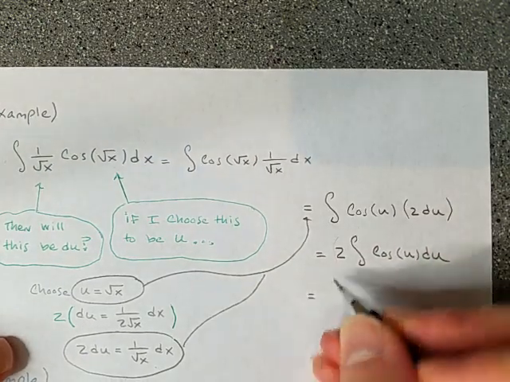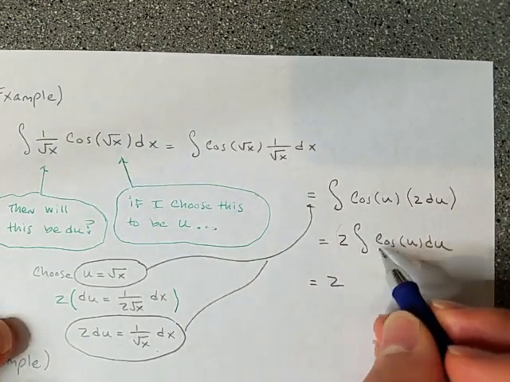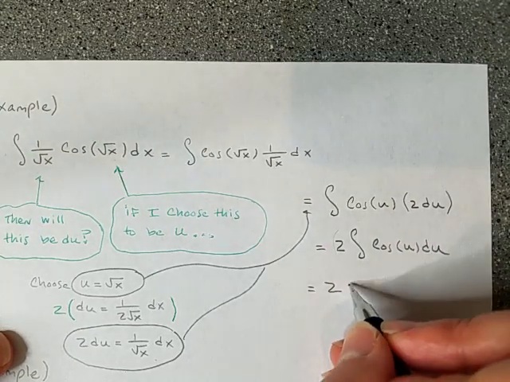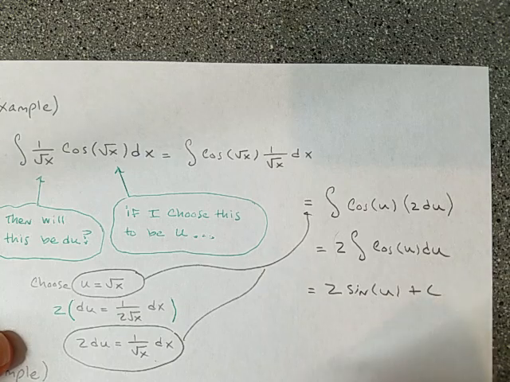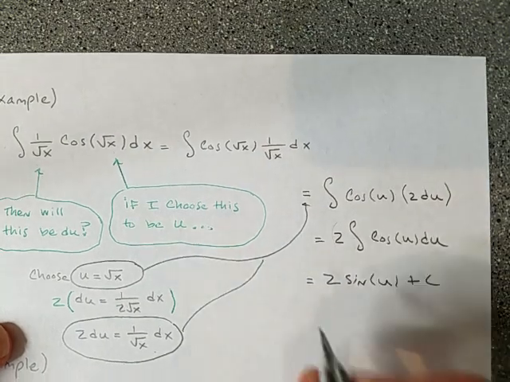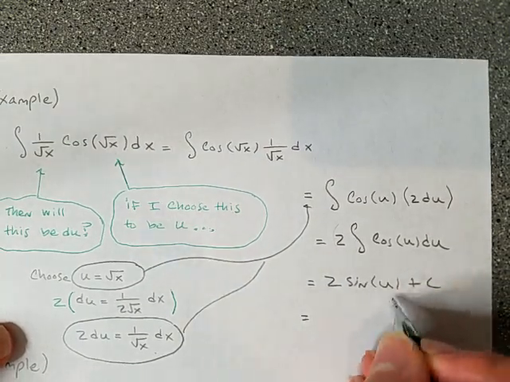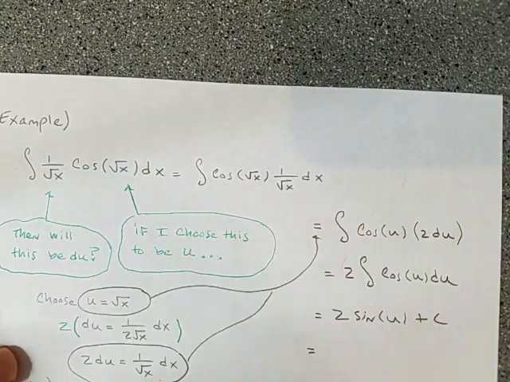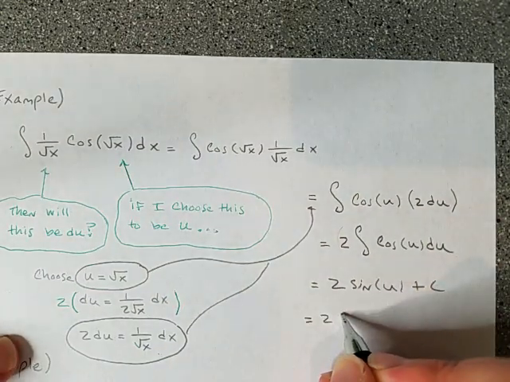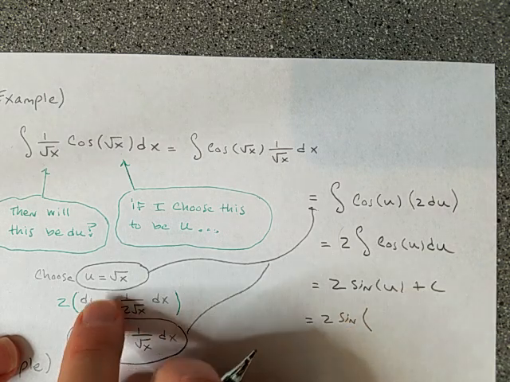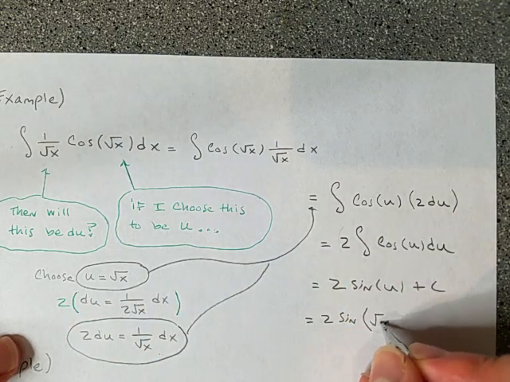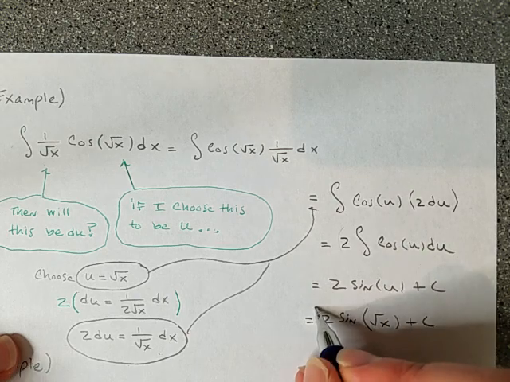And so my answer: 2, what's the antiderivative of cosine u? That would be sine u, and then we're done with that, so we put plus c, we add the constant of integration. We'll put our answer back in terms of the original variable we had, which was x, so this will be 2 times sine of, what was u again? It was root x, sine root x plus c, okay?